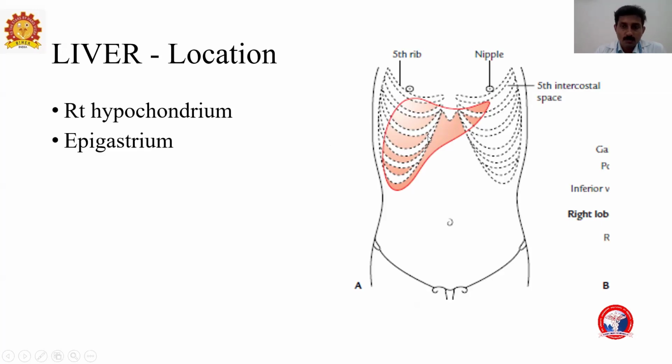It also lies in the epigastric region. What is epigastrium? In front of the stomach. That is the epigastrium. Then it can extend to the left hypochondrium also. You can see in this schematic diagram, it is extending to the left hypochondrium also.